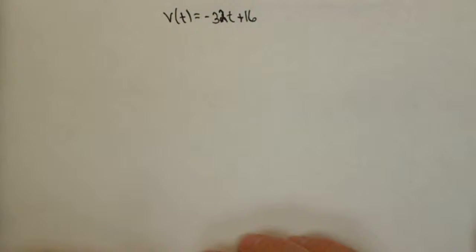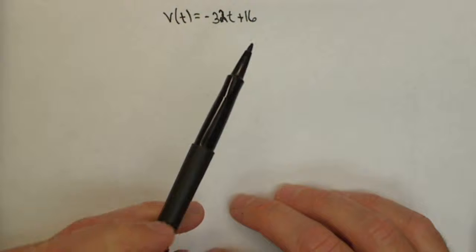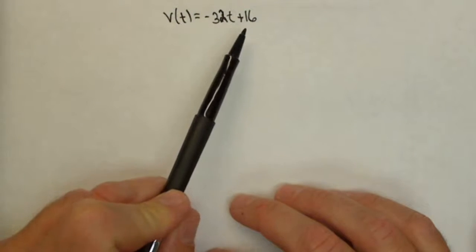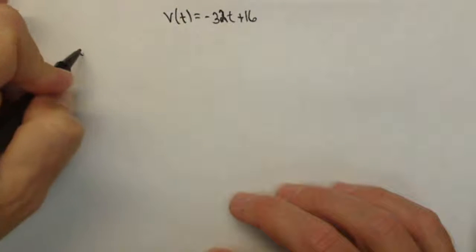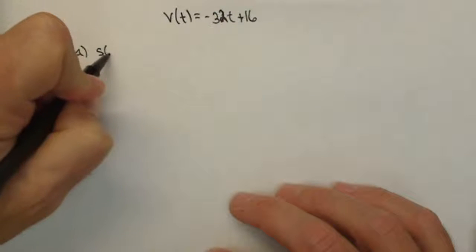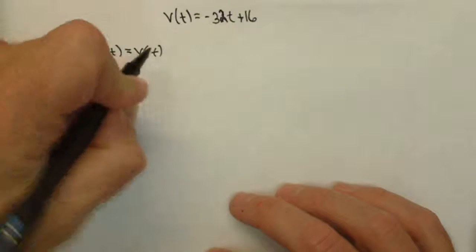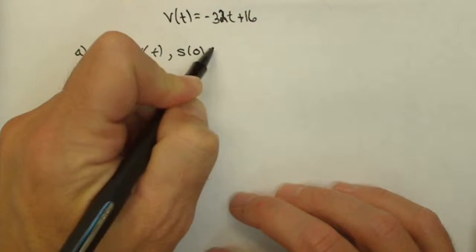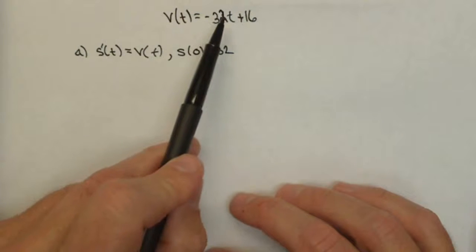In preview activity 4.4, we have a water balloon that's being thrown out 32 feet off the ground, thrown up at an initial velocity of 32 feet per second, and we're given a function to model the velocity of this water balloon. What we're going to do first in part A is come up with a function s of t such that s prime of t is v of t. In other words, we're going to come up with the position function, knowing that s of 0 equals 32. So what we need is a function that has this as a derivative.